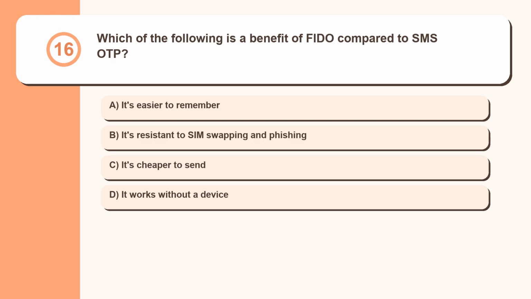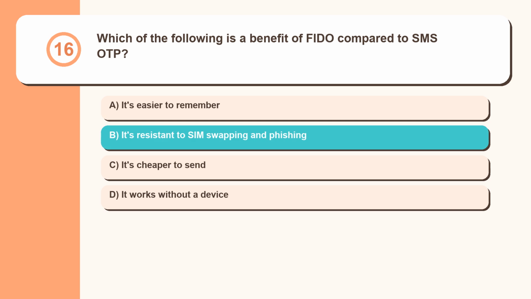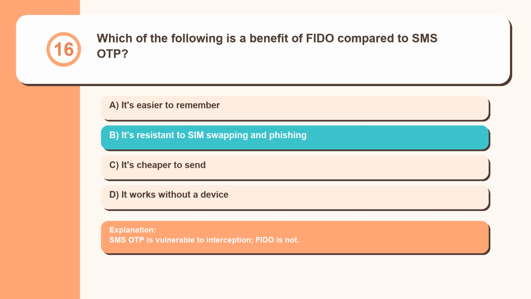Question 16. Which of the following is a benefit of FIDO compared to SMS OTP? It's easier to remember. It's resistant to SIM swapping and phishing. It's cheaper to send. It works without a device. SMS OTP is vulnerable to interception. FIDO is not.